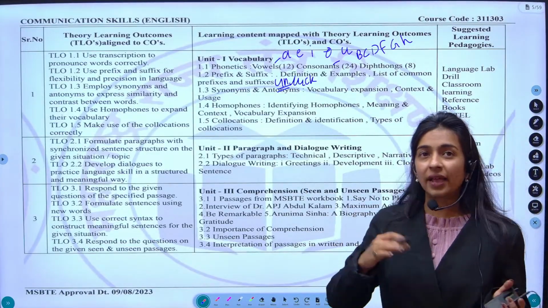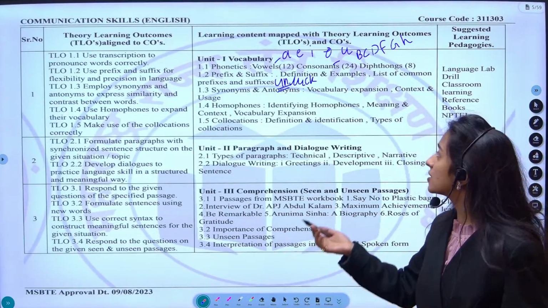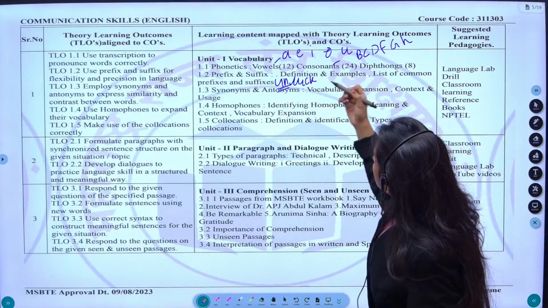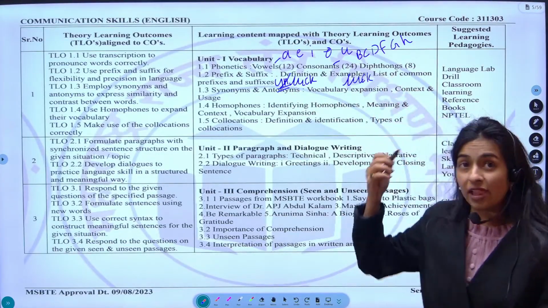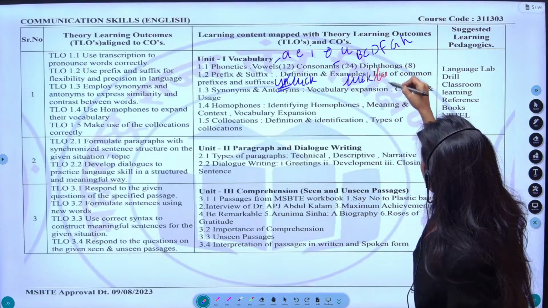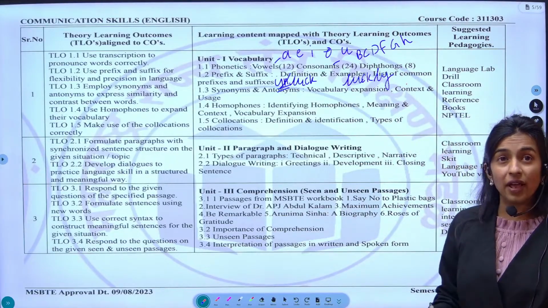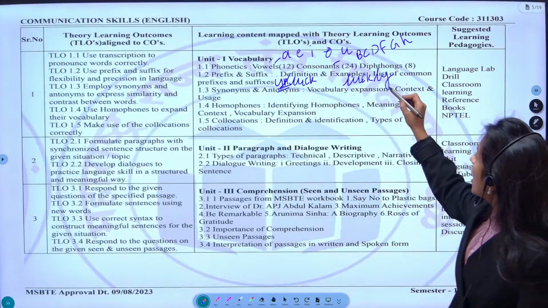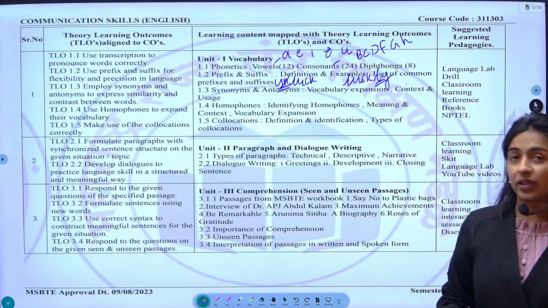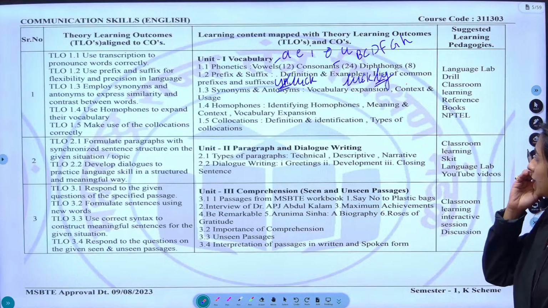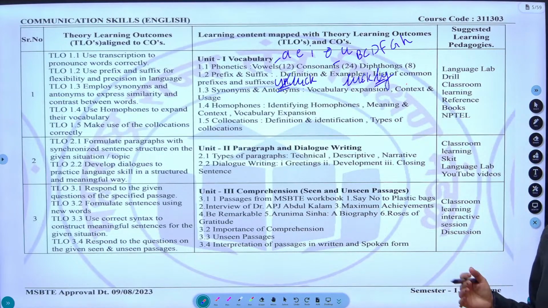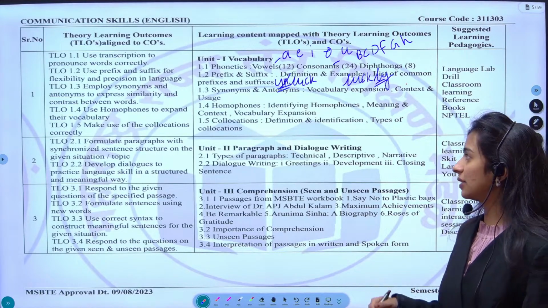Similarly, exactly opposite to prefix is suffix. So when you add ly to luck, ly will be your suffix and it will be luckily. So these are the difference between prefix and suffix. We'll go deeply when we are going to take the syllabus.